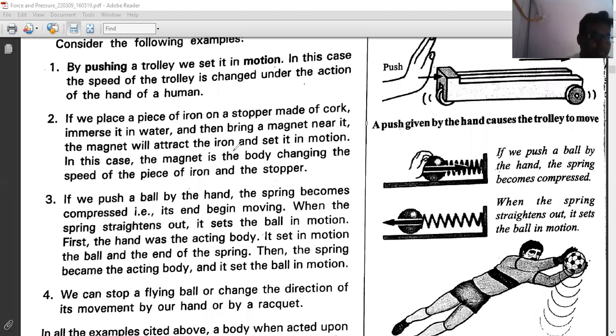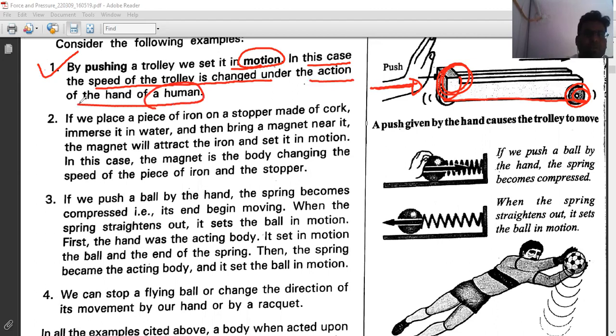Now look at the examples. By pushing a trolley, we set it in motion. When we are pushing the trolley, it gets from rest into motion through the wheels. In this case, the speed of the trolley is changed under the action of the hand of the human body. So this is the first example.